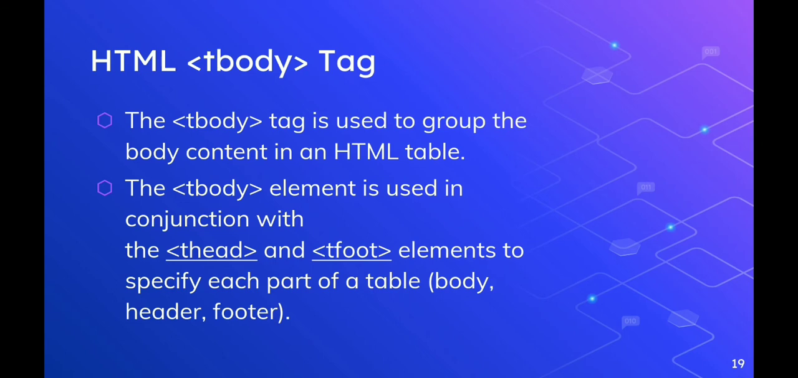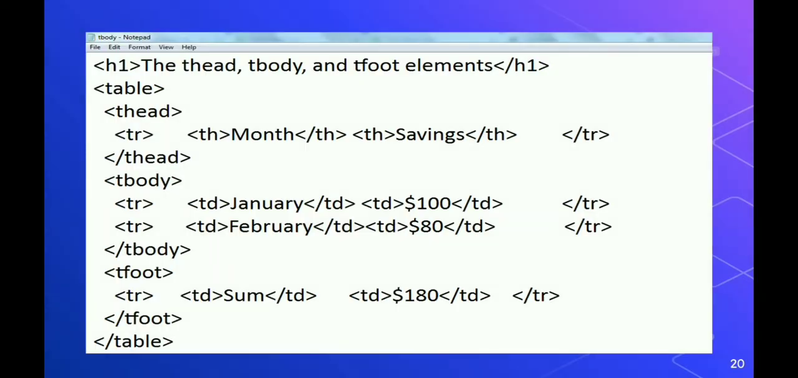Now we will discuss the HTML tbody tag. The tbody tag is used to group the body content in an HTML table. The tbody element is used in conjunction with the thead and tfoot elements to specify each part of the table: body, header, and footer. Here you can see the content. Here we have started the table tag and the thead tag. Here I started the TR, and in the TR I have given two headers, month and savings. After that I closed the TR tag. These are enclosed under the thead tag, so that they define the header section.